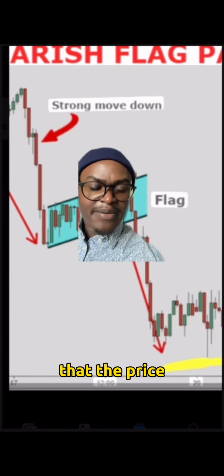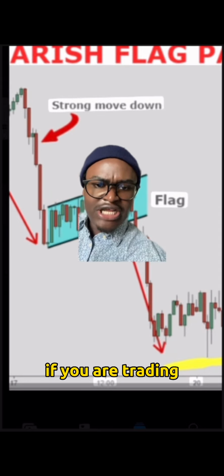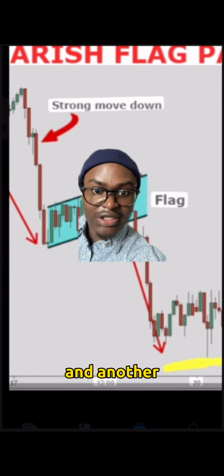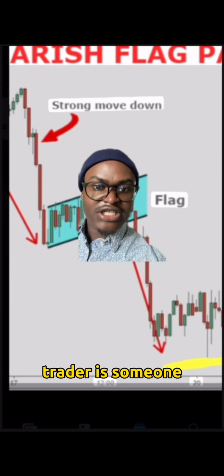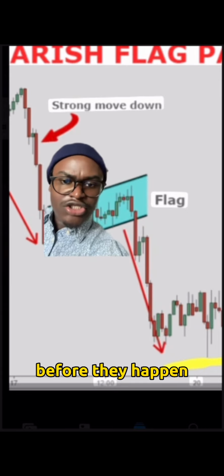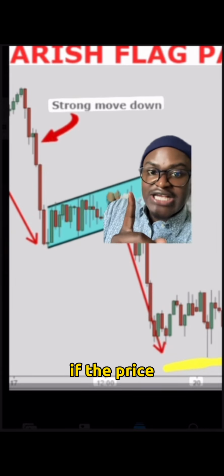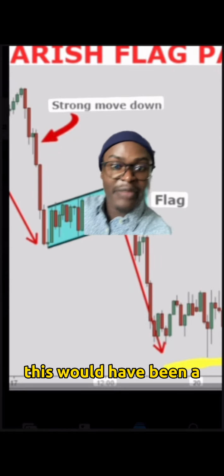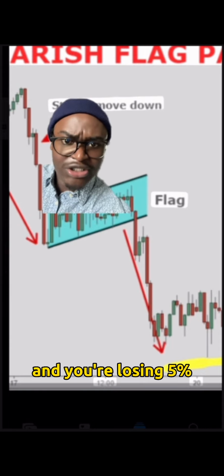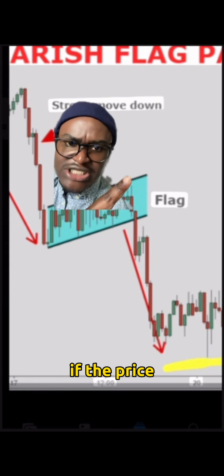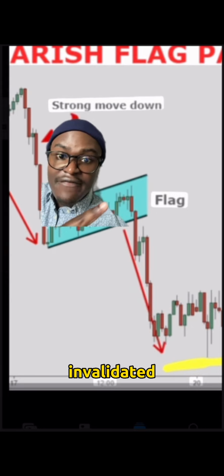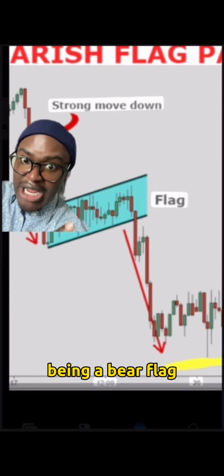But you know that the price may as well go up. If you are trading patterns, then you know that one pattern can lead to another and another and another. So basically, a good pattern trader is someone who can anticipate a lot more patterns before they happen. So in this case, you think that if the price goes up from here, this would have been a rounding bottom. And you don't just want to wait that it goes up by 5% and you're losing 5%. You know that if the price closes up here, let's say in a 4-hourly or a daily candle, it would have invalidated your thesis of it being a bear flag.